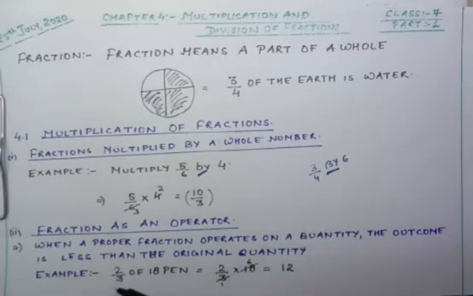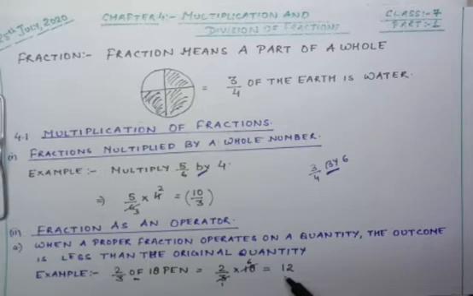Numerator is less than denominator. The outcome is less than the original quantity. Let us see with the help of an example. 2/3 of 18 pence. Over here "of" or "by" is an operator. So 2/3 into, in place of "of" I am going to place the sign of multiplication, into 18. 3 6s are 18. So 6 2s are 12.